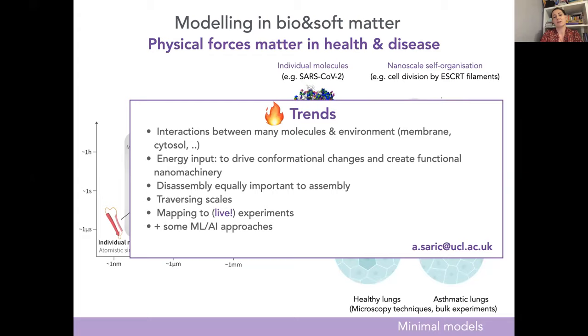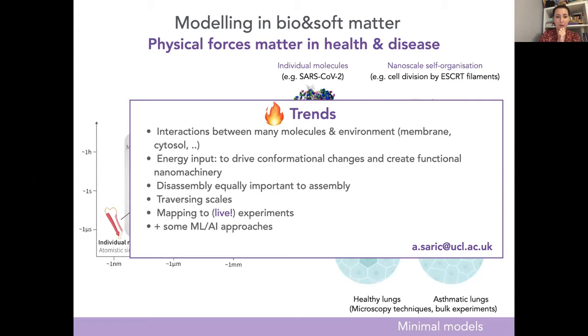And of course, it's also important to understand that things coming together is very important, but also things falling apart is extremely important because you cannot have a living machine if you don't have a cycle. So simulating controlled disassembly is also one of the up and coming topics. Of course, traversing scales as in any other topic.